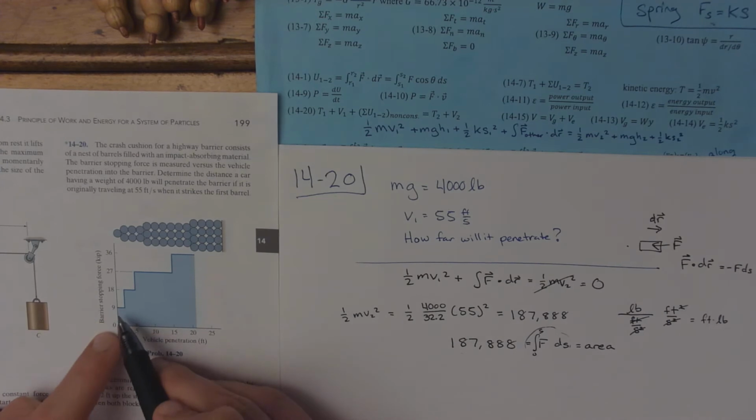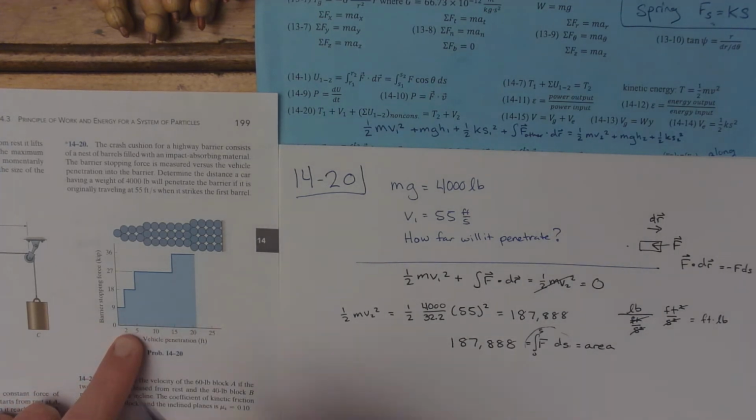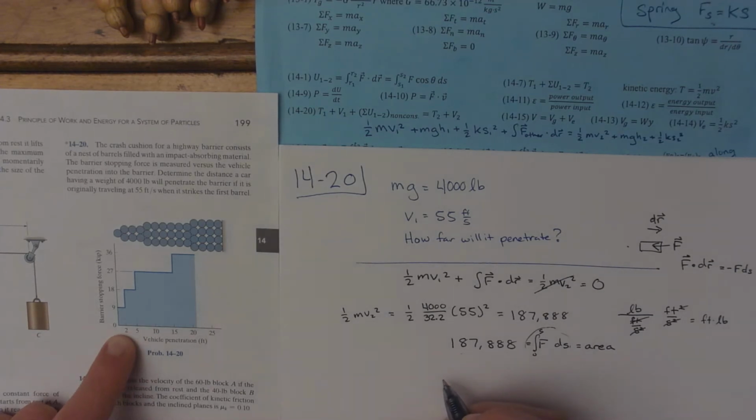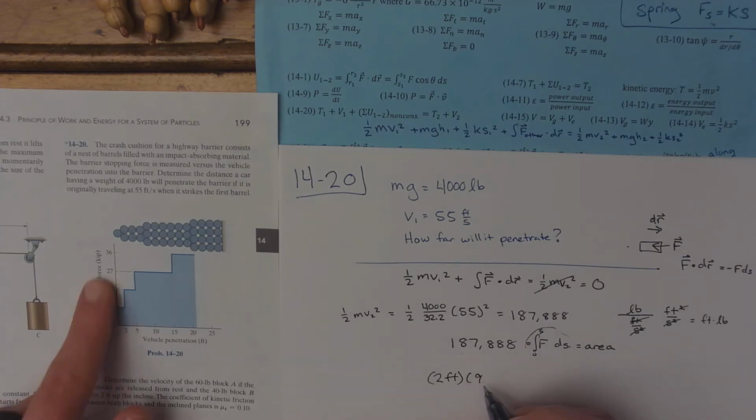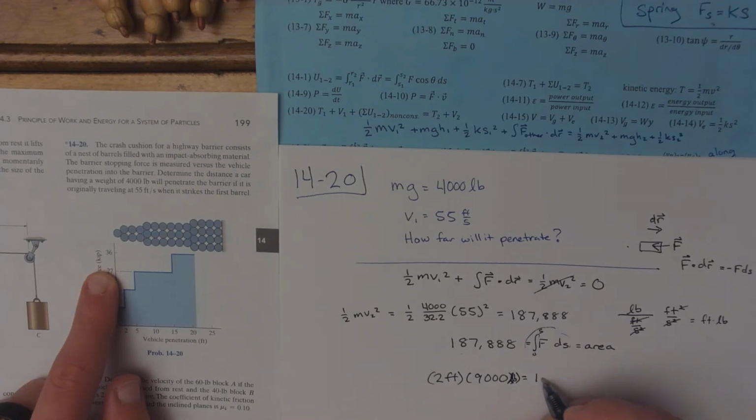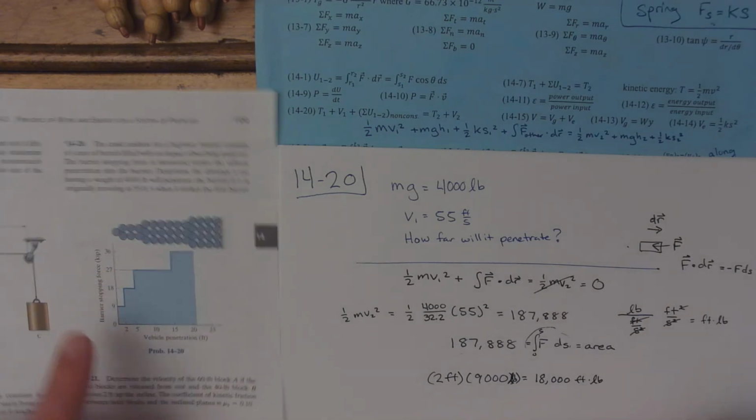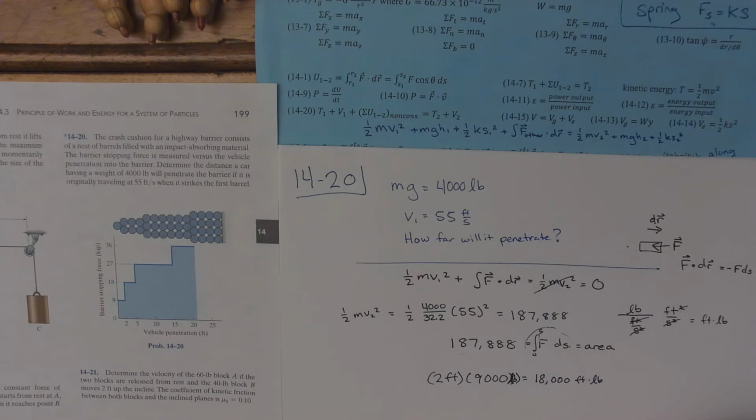Okay, so this is the area, and so now I'm going to calculate what that area would be. We're going to go to, that looks like 2 feet there, and find the area for this first part of the graph. So that's 2 feet times 9, and this is kilopounds, so maybe I just want to call that 9,000 pounds. So that is 18,000 foot-pounds, which is less than 187,888. So then I keep going.